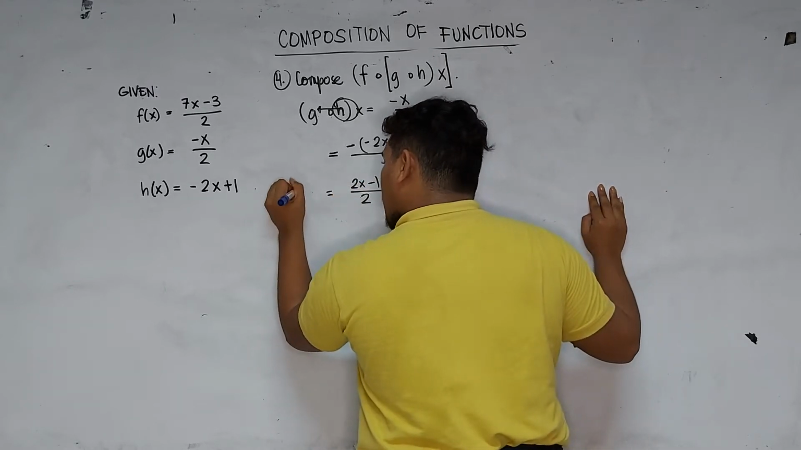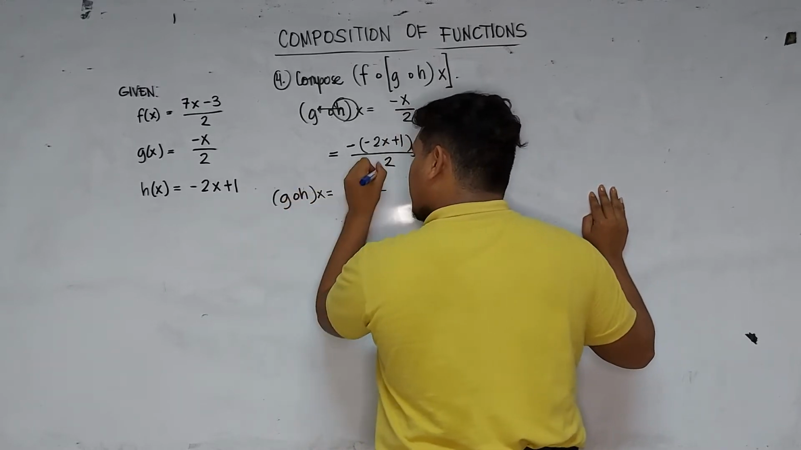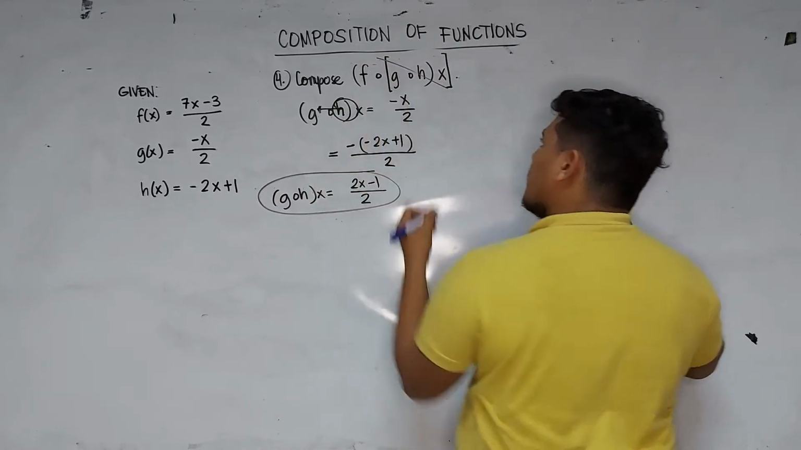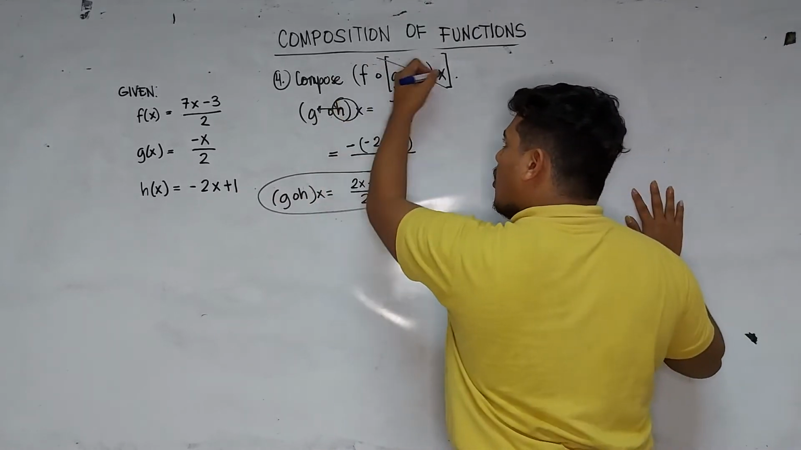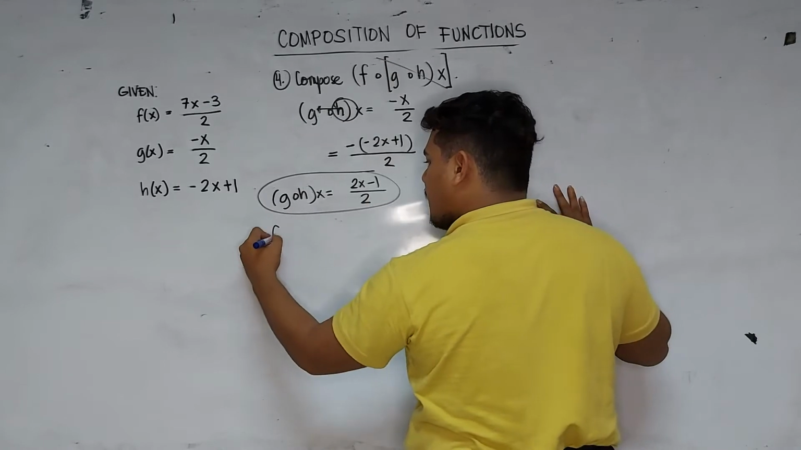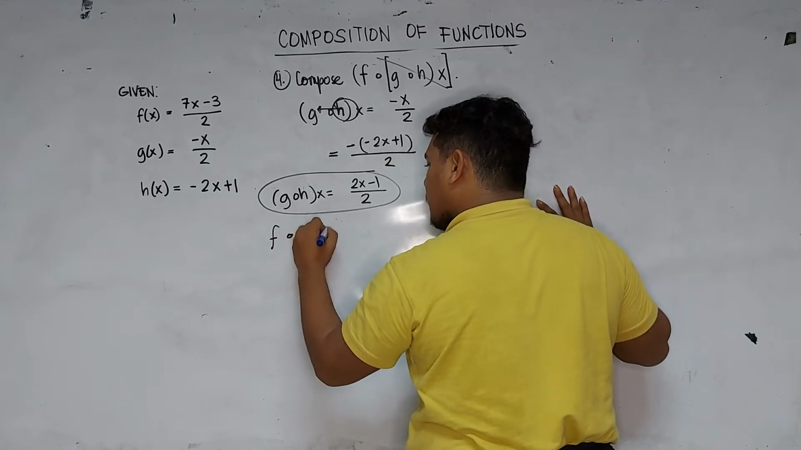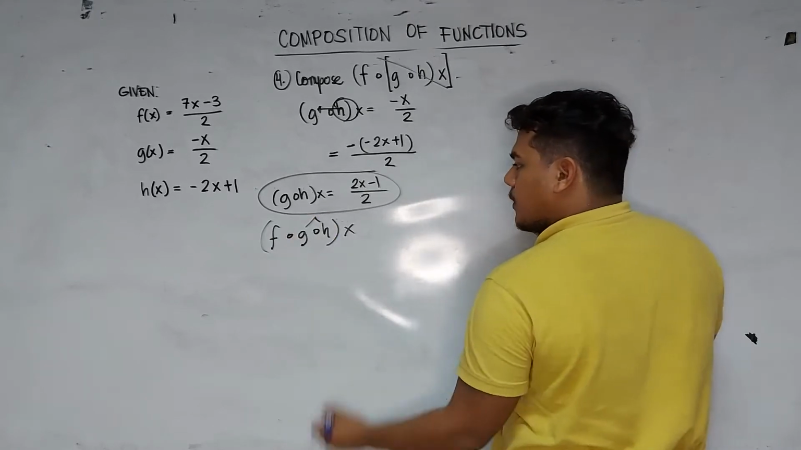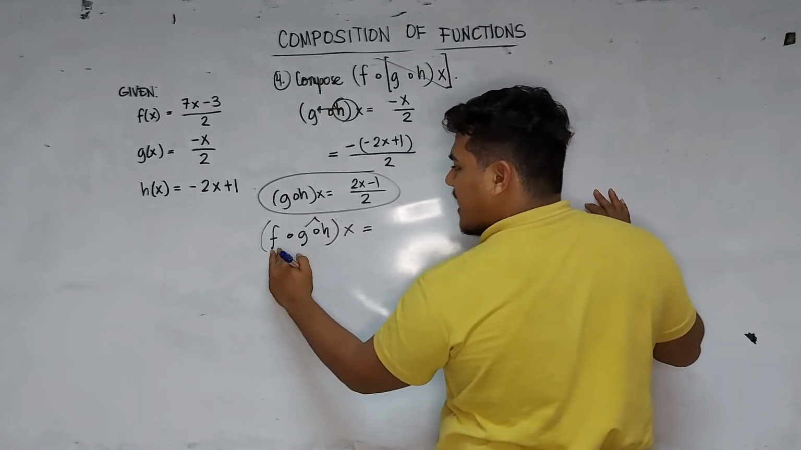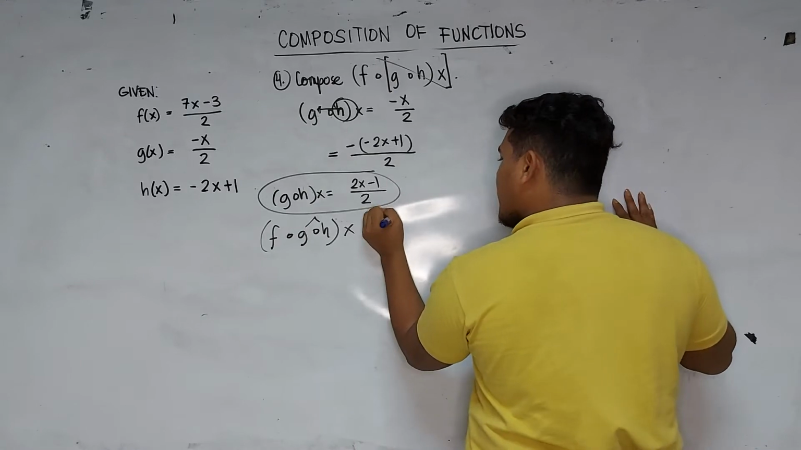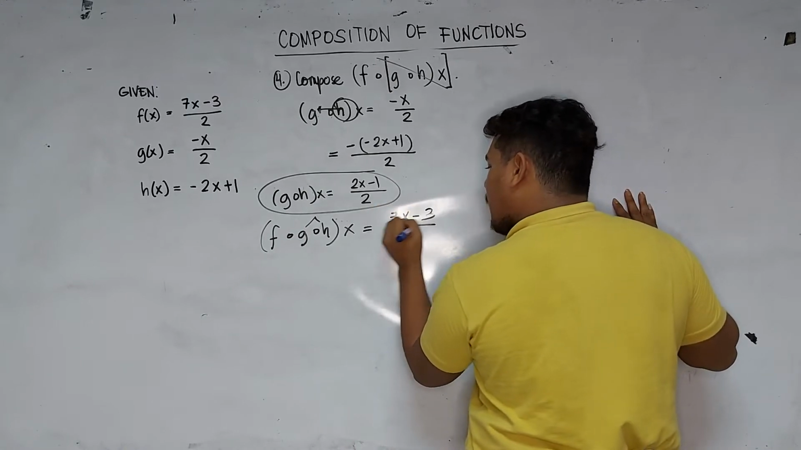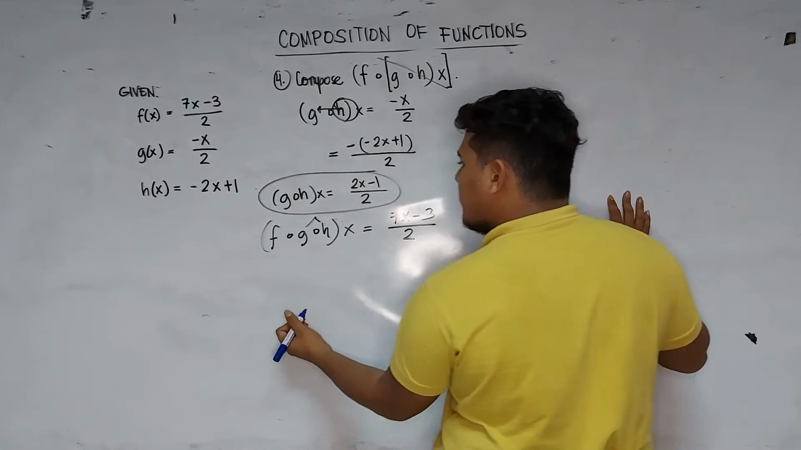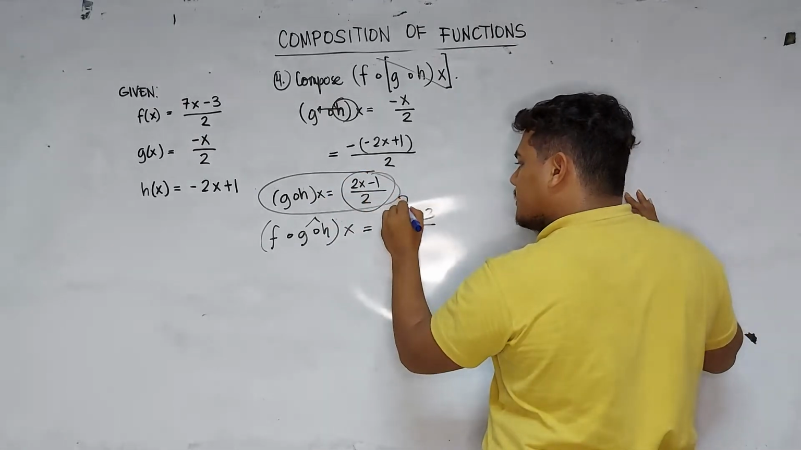Okay, that is g of h of x. Are we done? Not yet. Continue. We have f composed of g composed of h of x. Since we already have this, what do we do next? What is the value of f? 7x minus 3 over 2. What do we do next? Meaning, take that value and place it in your x here.